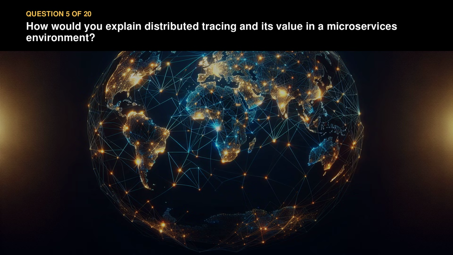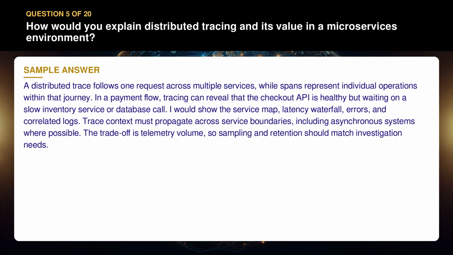Question 5. How would you explain distributed tracing and its value in a microservices environment? A distributed trace follows one request across multiple services, while spans represent individual operations within that journey. In a payment flow, tracing can reveal that the checkout API is healthy but waiting on a slow inventory service or database call. I would show the service map, latency waterfall, errors, and correlated logs. Trace context must propagate across service boundaries, including asynchronous systems where possible. The trade-off is telemetry volume, so sampling and retention should match investigation needs.